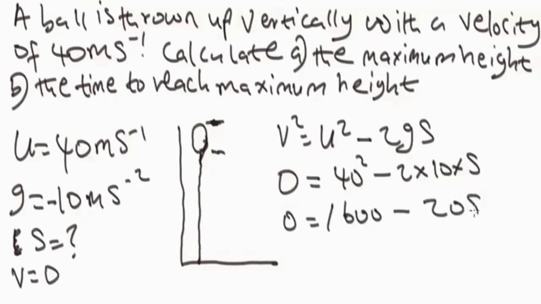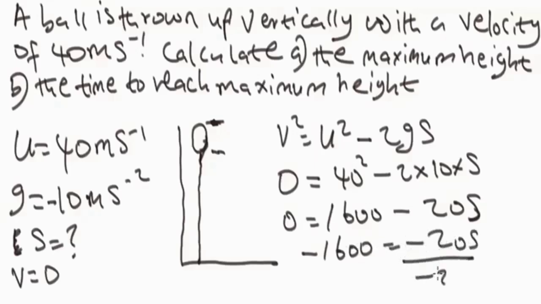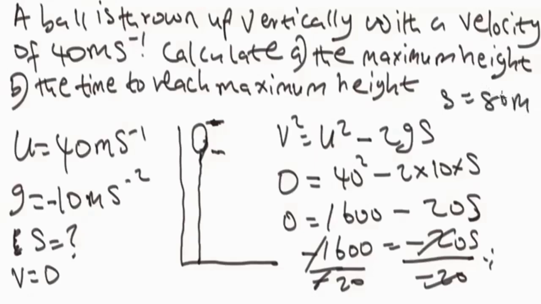20x. So to make x, which is the distance, the subject of the formula, 1600 equals minus 20x. Right, so you divide both sides by minus 20. So this will cancel the negatives. Therefore, our x will be, when we divide this, 80. Our x will be 80 meters. Alright, so this will be the distance, the maximum height.